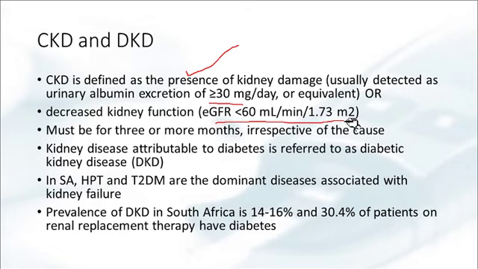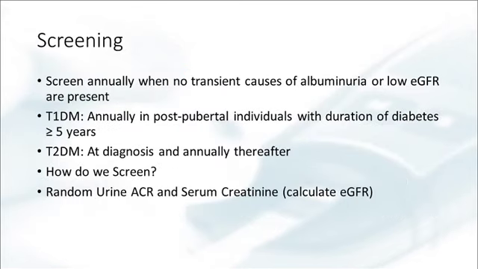In South Africa, hypertension and of course type 2 diabetes are the dominant causes of kidney failure or chronic kidney disease. Prevalence of DKD in South Africa is roughly between 14 to 16%, and 30.4% of patients who require renal replacement therapy have diabetes. So, you need to screen annually when the patient has no transient causes of albuminuria or low EGFR present.